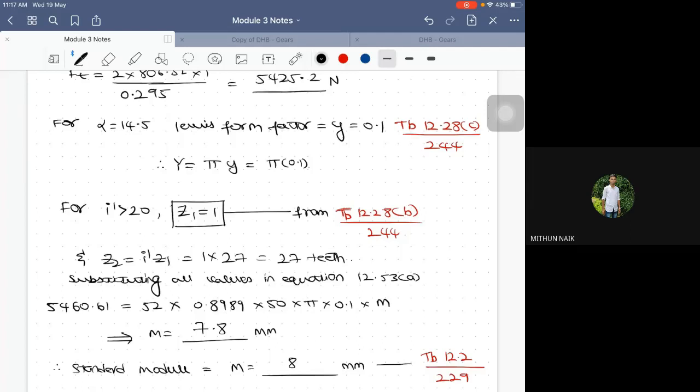Okay. So we have fixed upon the module as 8 mm. We will have a necessary check since we have assumed a lot of things in the problem, whether the selected module 8 is satisfactory or not, and how to check it. We will discuss in the next class. Okay. So you can mark your attendance in the attendance Google Sheet, and leave the class.